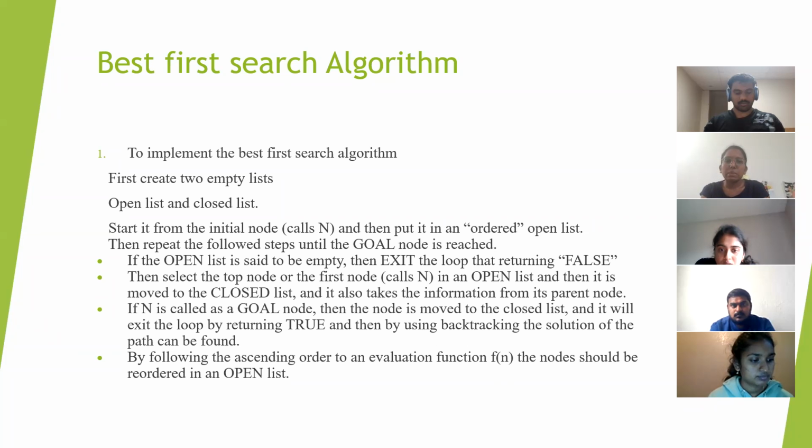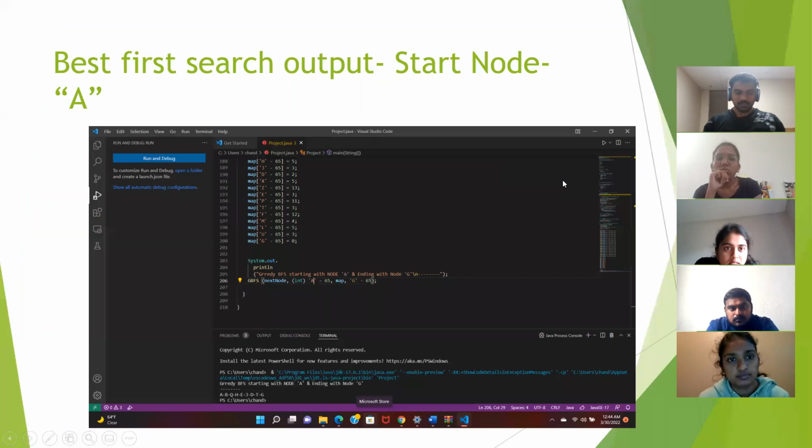In this, we mainly use backtracking of the path to find the appropriate solution. We follow an ascending order to calculate and evaluate the function f(n), and the nodes should be reordered in the open list. Coming to the next slide, this is the output for the code that we ran in Java. Its start node is A and the goal node is G, and we can see the output here.